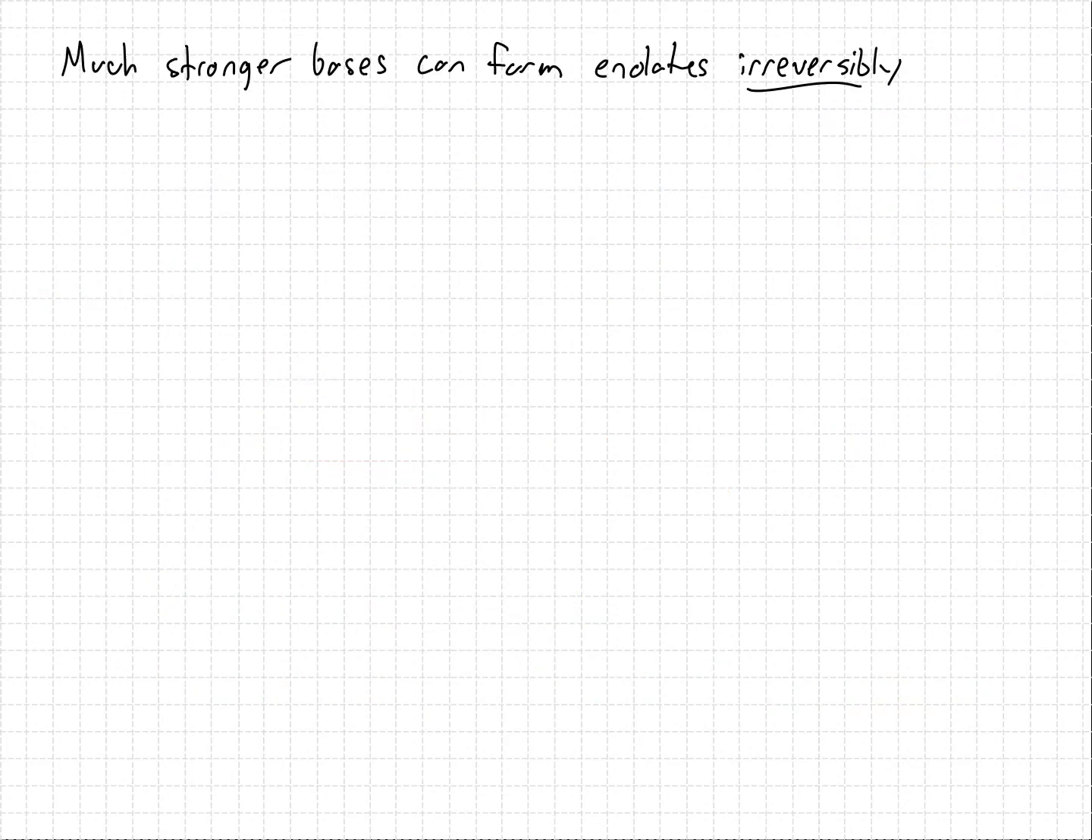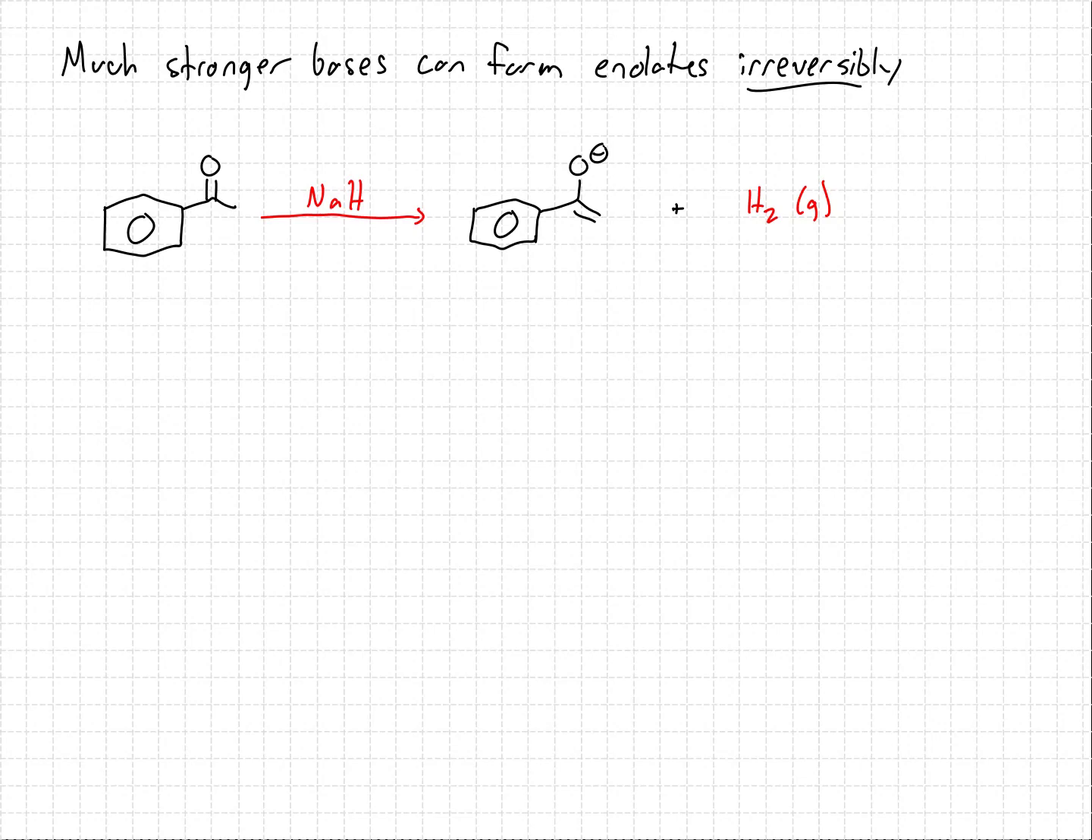It is possible to form enolates quantitatively and irreversibly by choosing a suitably strong base. For example, sodium hydride can deprotonate a carbonyl compound to generate the enolate quantitatively. Not only is sodium hydride a strong base, but hydrogen bubbles out of the solution after this reaction is done, making this effectively irreversible. LDA is also a very common base for the generation of an enolate which is irreversible.